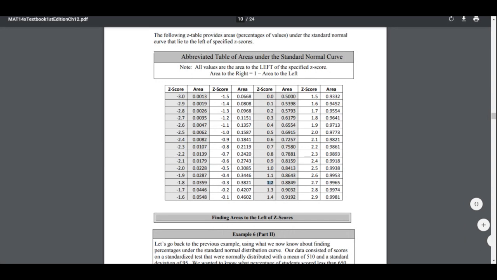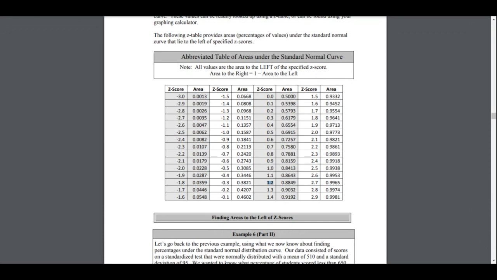So for 40, the percentage of data values to the left of 40, less than 40 inches, is the same as the percentage of data values less than the z-score, 1.2, which is about 0.8849. So as a percentage, we get 88.49%.